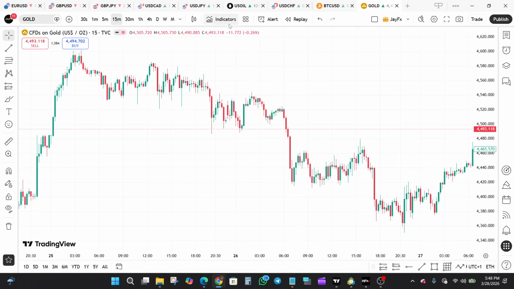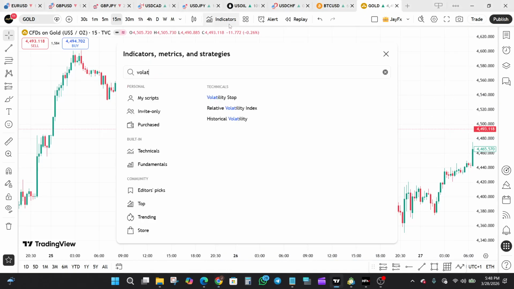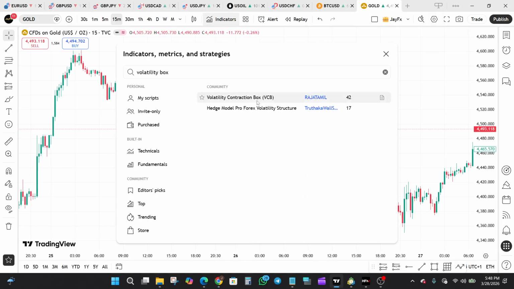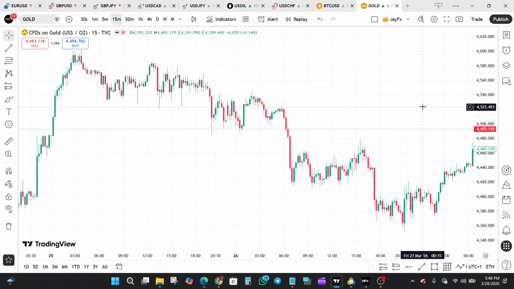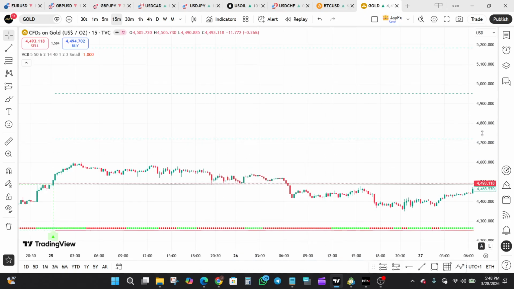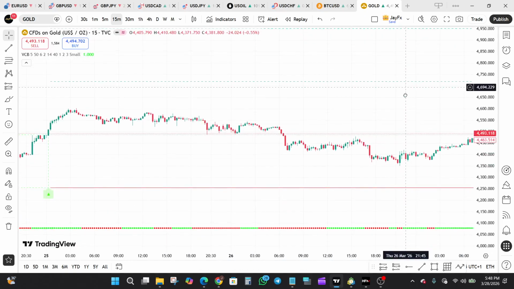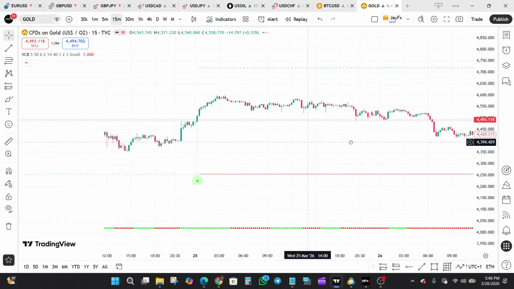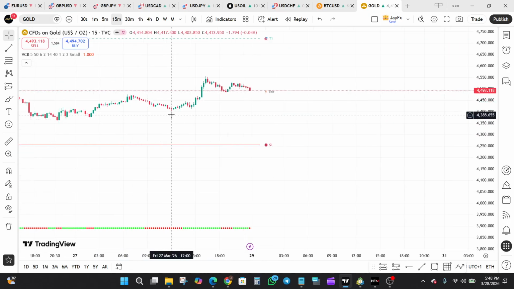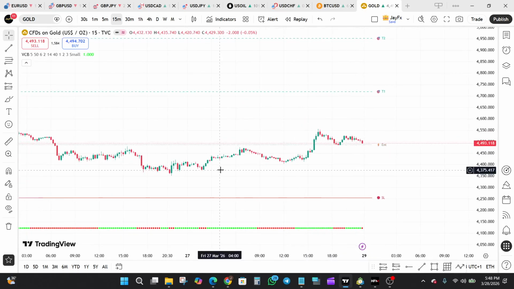Alright, so let us start by adding the volatility box indicator to the chart. Alright, so here we have volatility contraction box. So as you can see, this indicator helps us to identify potential entry points, right?